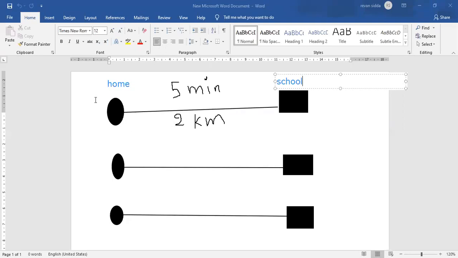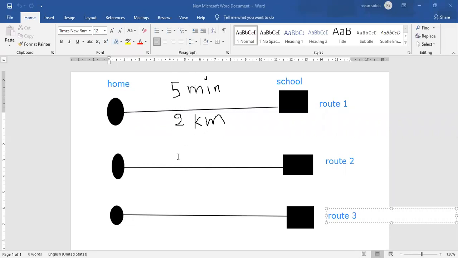And this is the first route, route number one. This is route number two. This is route number three. Now you have taken 5 minutes of time to cover 2 kilometers of distance.